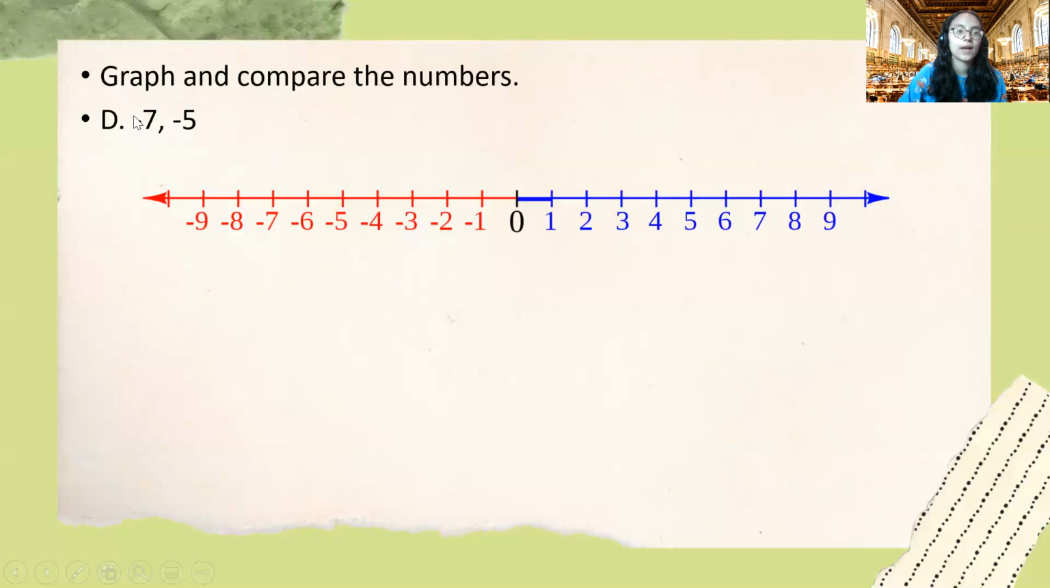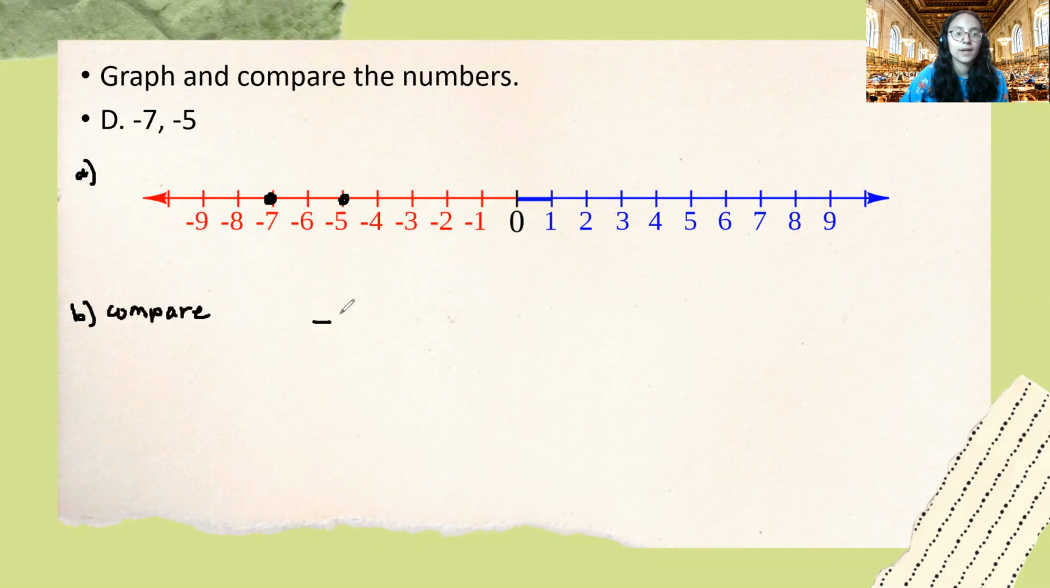And here we're asked to compare -7 and -5. So I'm going to graph them. So it'll be -7 is right here because it's negative. It'll be to the left, and -5 is right here as well. It's negative. So now I'm going to compare.